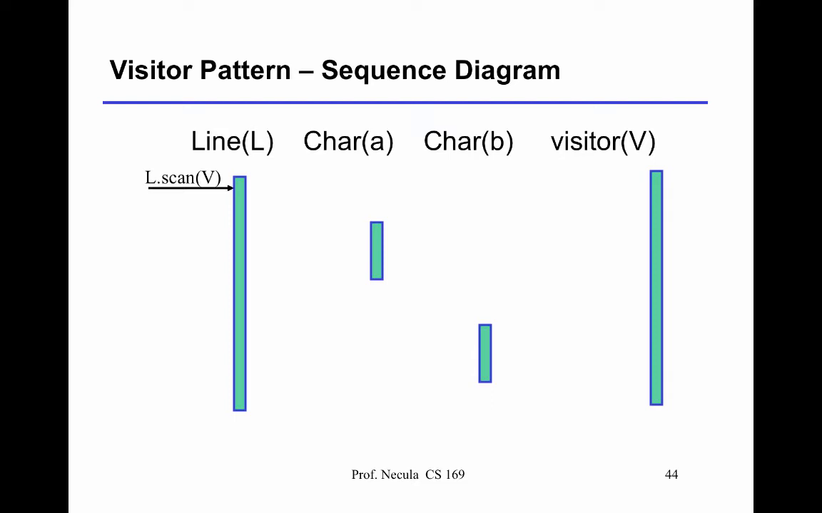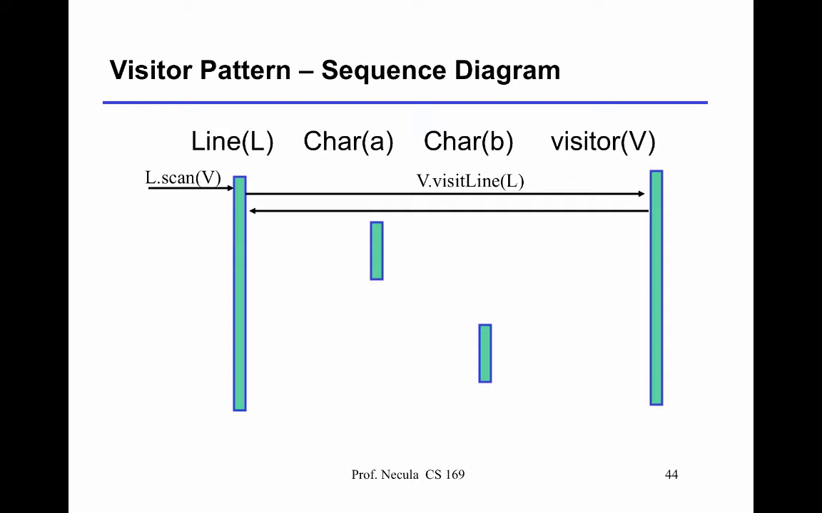The line says, okay, I'm a line, and I'm being visited, I'm being scanned, so I should tell the visitor that a line is being visited. So the implementation of the scan method in the line calls v.visitLine. This is how the visitor gets notified that there's a new line being visited. And it actually gets the line as a parameter. And it does something to it, perhaps counts the number of lines. And then it returns.